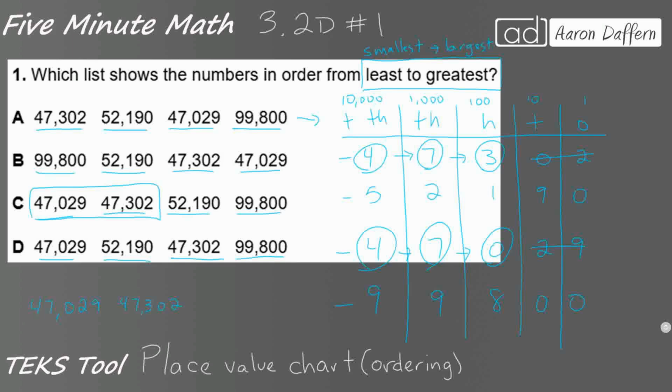If we keep going, we have a 5 and a 9. 5 is less than 9. We don't need to evaluate the rest of either of those numbers because once you look at that first digit and they're different, you can make your decision. So 52,190, and then our largest number is going to be that 99,800, which is exactly what we have here. You're looking one digit at a time. Once you find the difference, you can stop looking at any digits that trail. Our answer here is C.